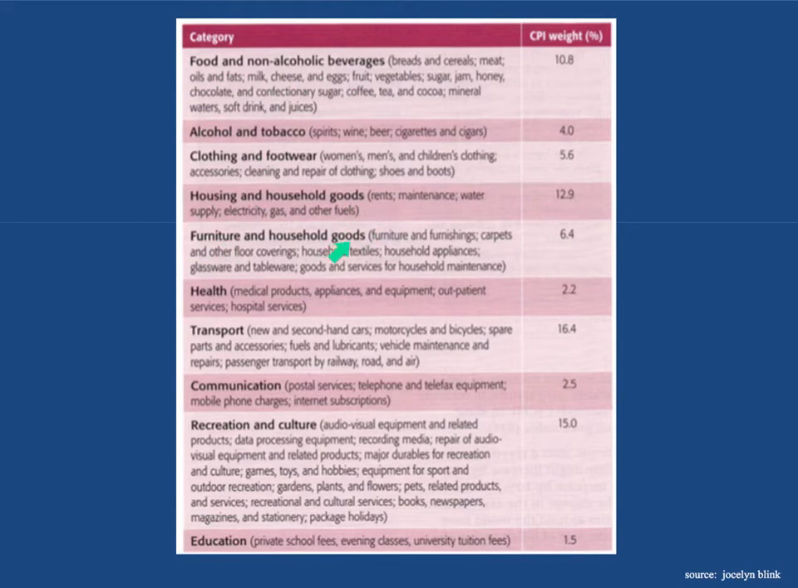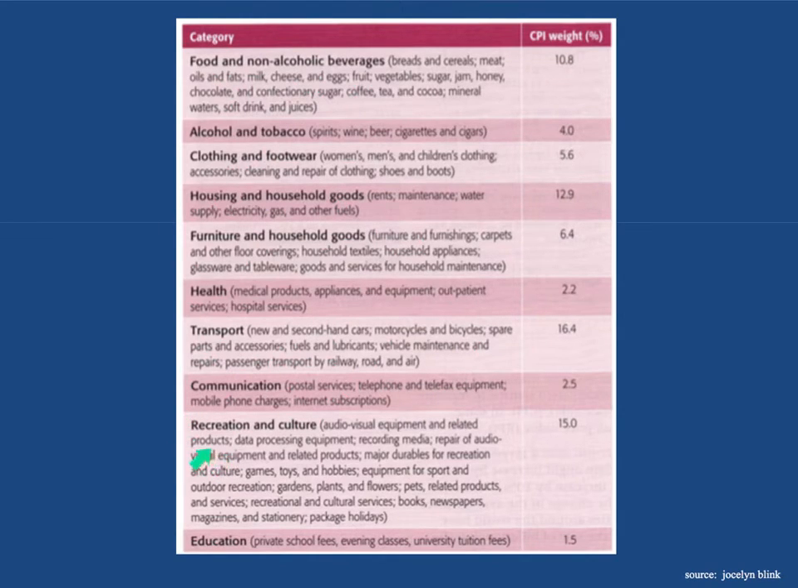Furniture and household goods. This is carpets and other floor coverings. Health, medical products, appliances, equipment, outpatient services, hospital services. Transportation is another category. New and secondhand cars, motorcycles and bicycles, spare parts and accessories, fuels and lubricants, vehicle. I mean, these are things that you buy, that people buy every day. Passenger transport by rail, road, and air, right? Money spent on transport. Money spent on communication, postal services, telephone and telefax, equipment, mobile phone charges, internet subscriptions.